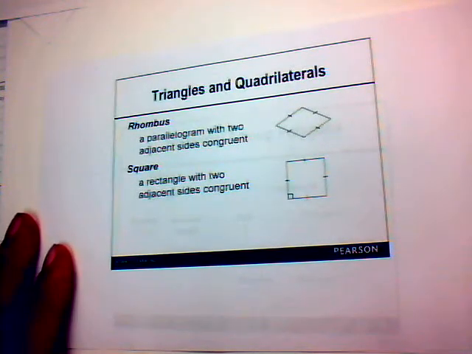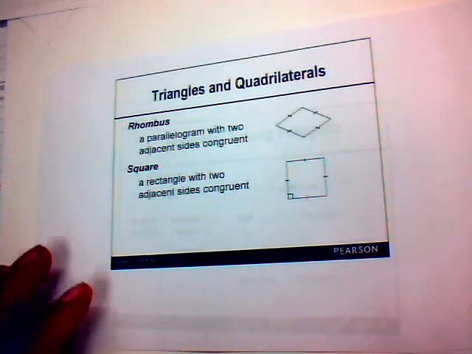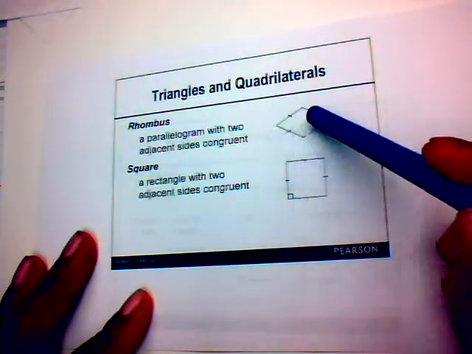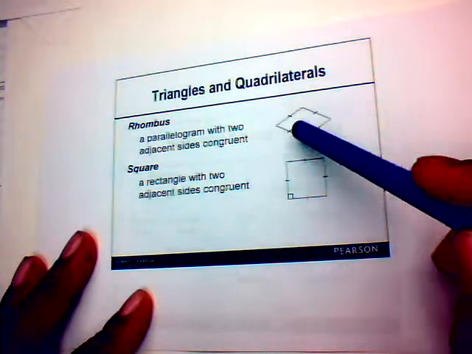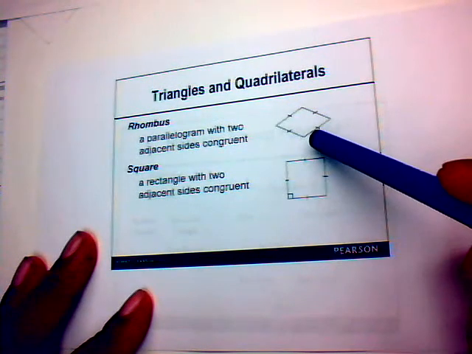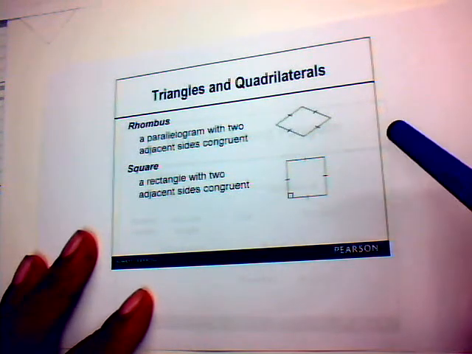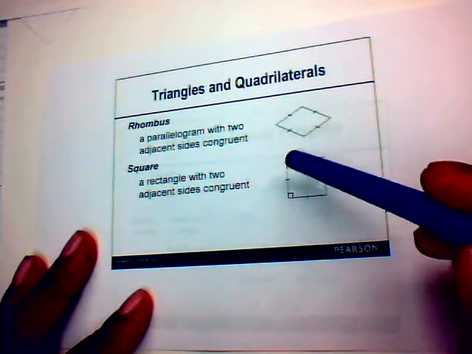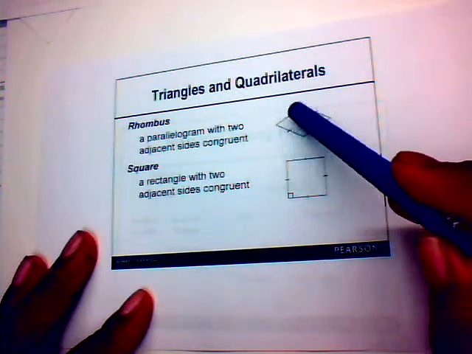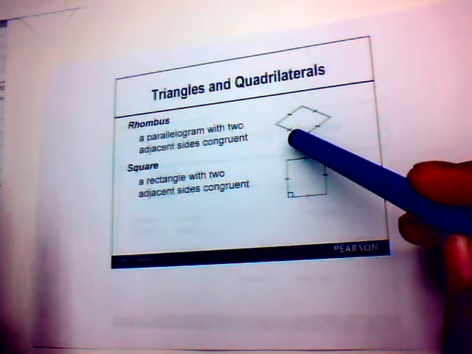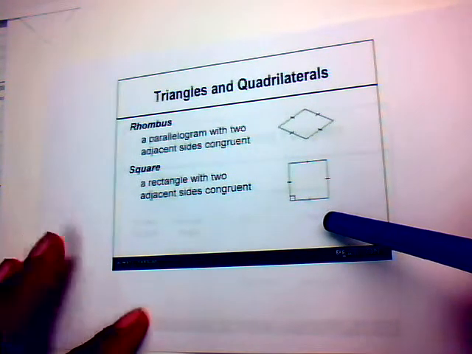Then we have a rhombus. It's a parallelogram with two adjacent sides congruent. Okay, it's a parallelogram that looks like this. Two adjacent sides congruent. This side and this side are congruent. Then this side and this side are also congruent. And also this side with this side is congruent. And the same thing here with these two sides. They are also congruent as well. So that's a rhombus.